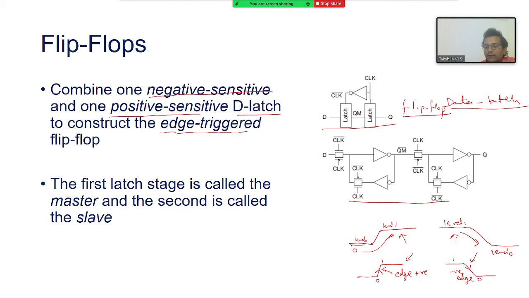Level means I will remain at this level all the time and the circuit will respond accordingly. But edge means the circuit will respond only when I make a sudden transition from 0 to 1 or 1 to logic 0. So that's the reason why I'm not showing such an ideal clock or signal. Why I'm showing it instead like this?